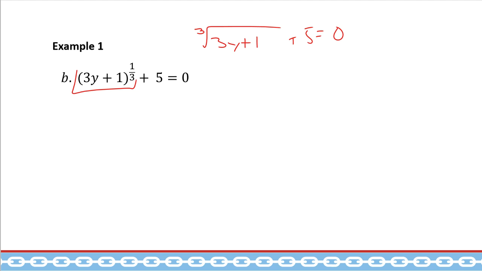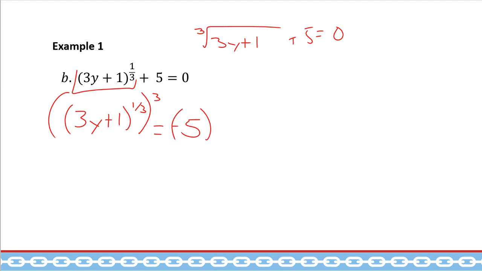So to do that, I'm going to subtract away the 5. So I subtract 5 from both sides. That gives me 3y plus 1 to the 1/3 power. To undo the 1/3 power, I'm going to take both sides to the 3rd power. To undo this cubic root here, I would take both sides to the 3rd power. So negative 5 to the 3rd power is going to be negative 125. And then I'm going to have 3y plus 1 over here.